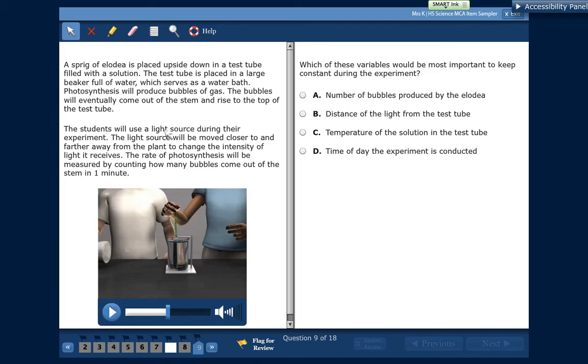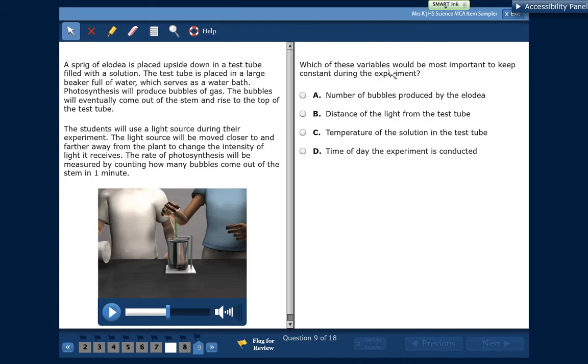The students will use a light source during their experiment. The light source will be moved closer to and farther away from the plant to change the intensity of light it receives. The rate of photosynthesis will be measured by counting how many bubbles come out of the stem in 1 minute. Now, with a question like this, it has a lot of reading in one question. A better idea, rather than reading the scenario first, would just be going right to the question.